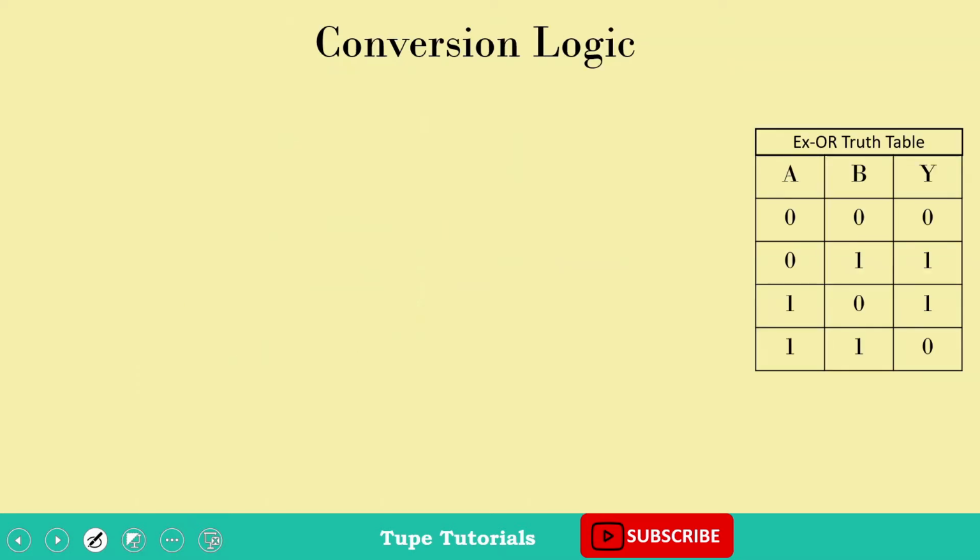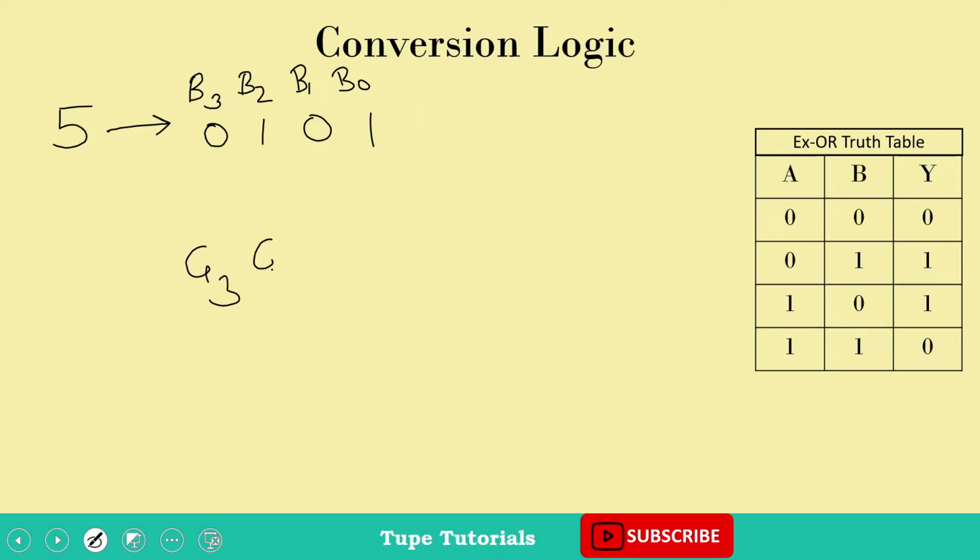Now moving to the conversion logic, we will require this XOR truth table. Suppose we take one number, that is 5. Now this 5 is a decimal number. What we will do is convert it into binary. So binary of 5 is 0101. Now we will give a name to each bit. The most significant bit will be B3, then B2, B1 and B0. Similarly for the gray code converted number, we will give the labeling G3, G2, G1 and G0.